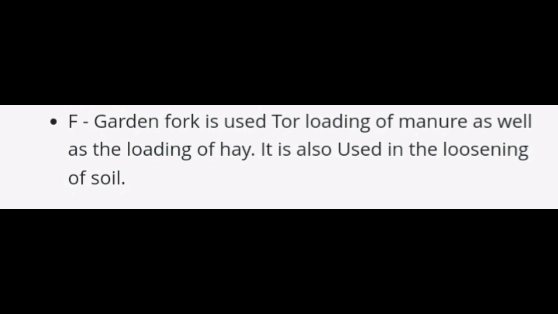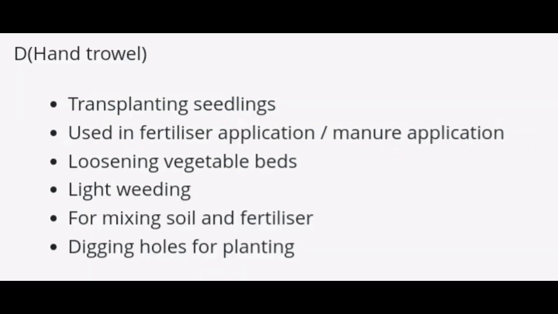And then specimen C, that's hand trowel, is used for transplanting seedlings from the nursery to the primary site, where it's going to be. You use the hand trowel to transplant those seedlings, and also for fertilizer application. You pack fertilizer with the hand trowel and then supply it to the soil where you want. Okay, you can also use it for manure application. All right, then you can use hand trowel in loosening vegetable beds. You can use it for tilling, loosening the bed of vegetables.